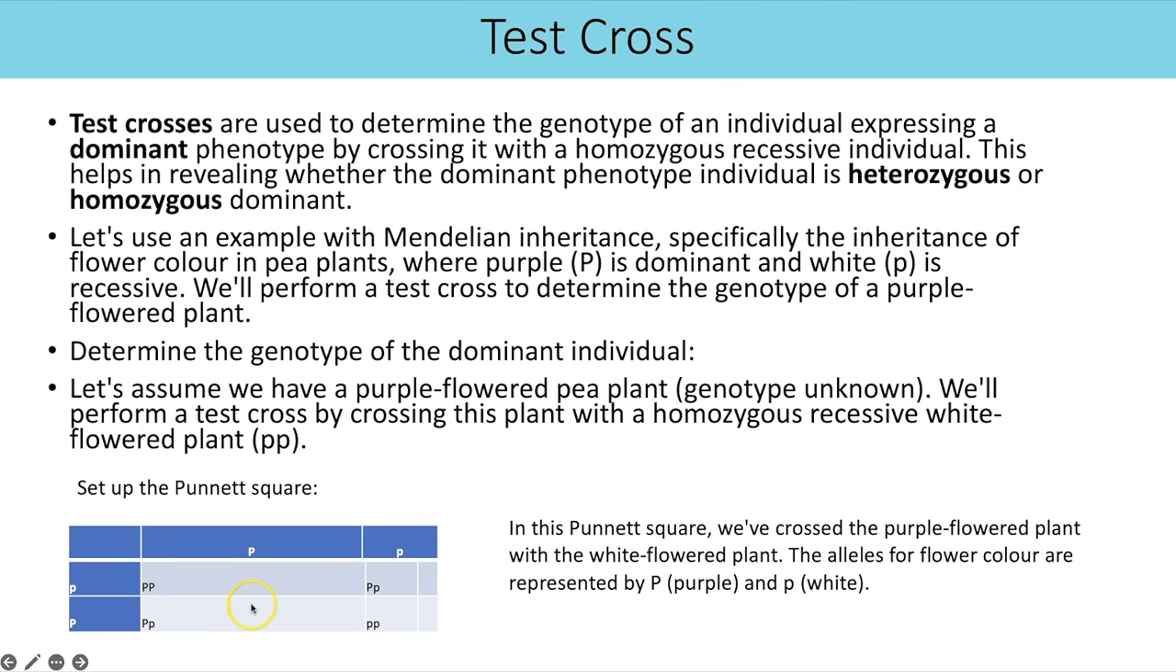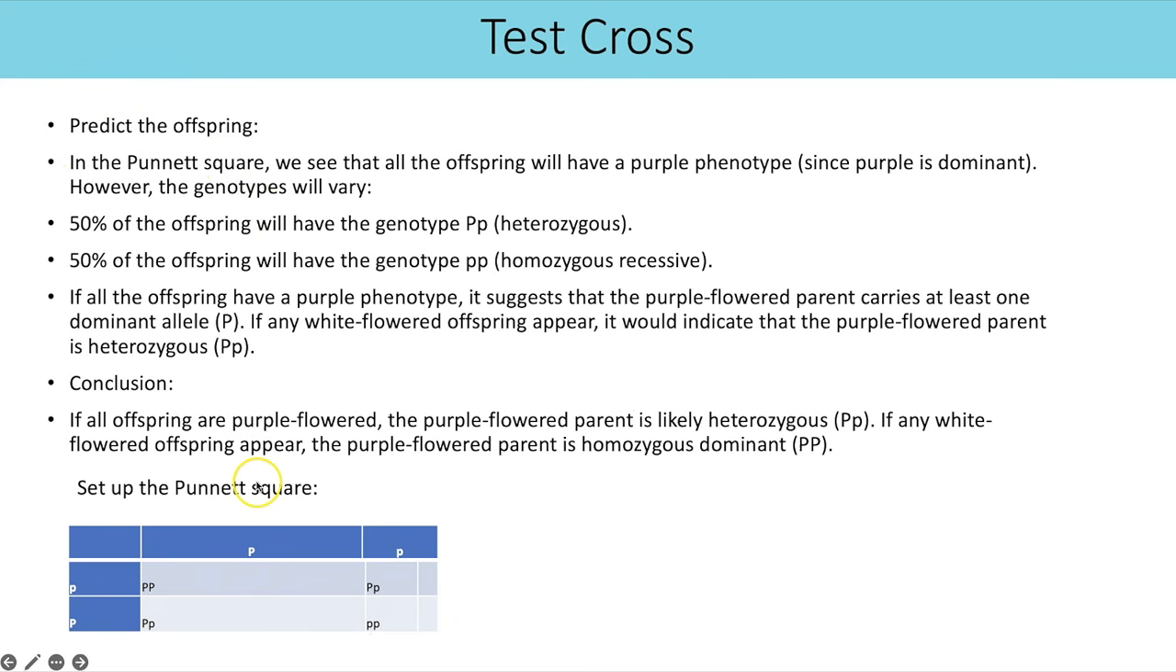Because in this Punnett square we've crossed the purple flower with a white flower, and because we do have a white flower here, that would only be possible if the purple parent was heterozygous, because to get a white flower, both parents have to have a white allele. So in these test crosses, if you get any offspring that have the recessive phenotype, it confirms the parent that was the dominant trait must be heterozygous. And that's what we've just got here explained. So you can pause, read through that bit, but it's what I was just talking through on that last slide.